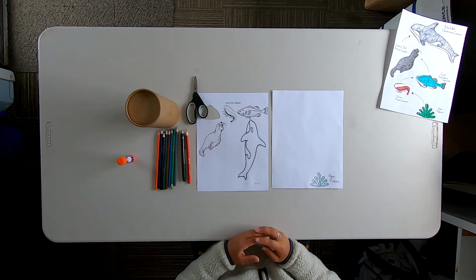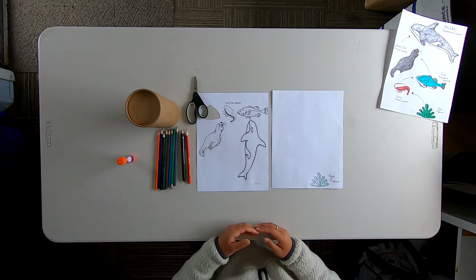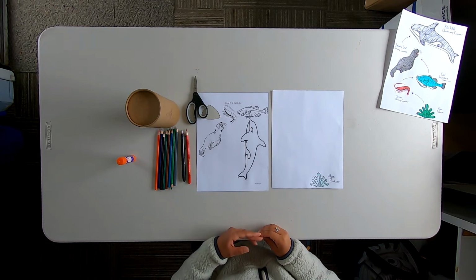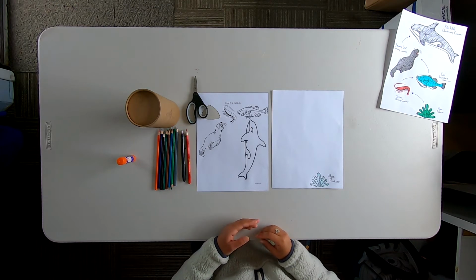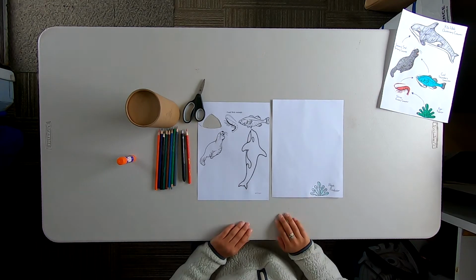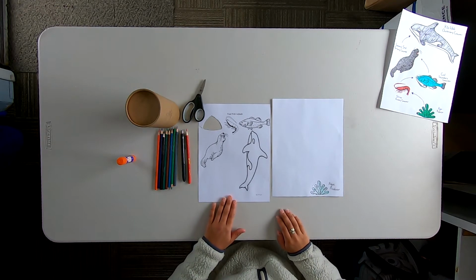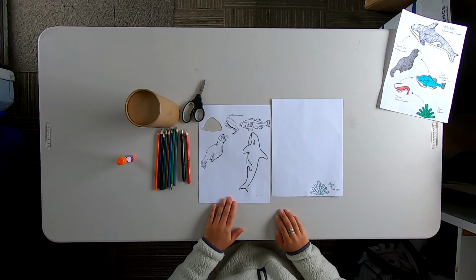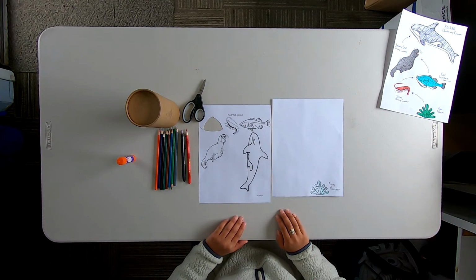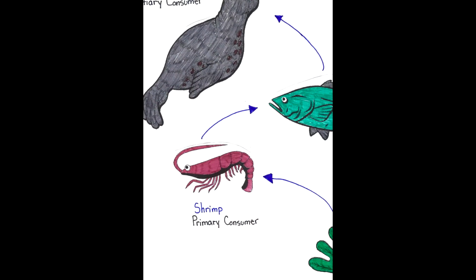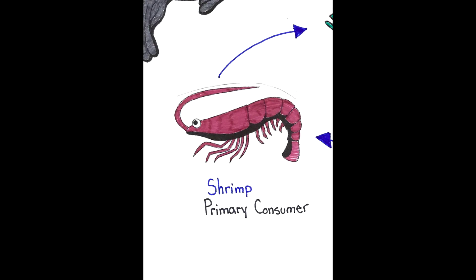Next on the food chain are consumers. Consumers eat other things, and there are sometimes 3 to 4 consumers in a food chain. The first one are primary consumers. These types of consumers eat producers like algae or grass. Now, looking at your sheet of animals, can you guess which marine animal is the primary consumer? If you guessed the shrimp, then you got it.